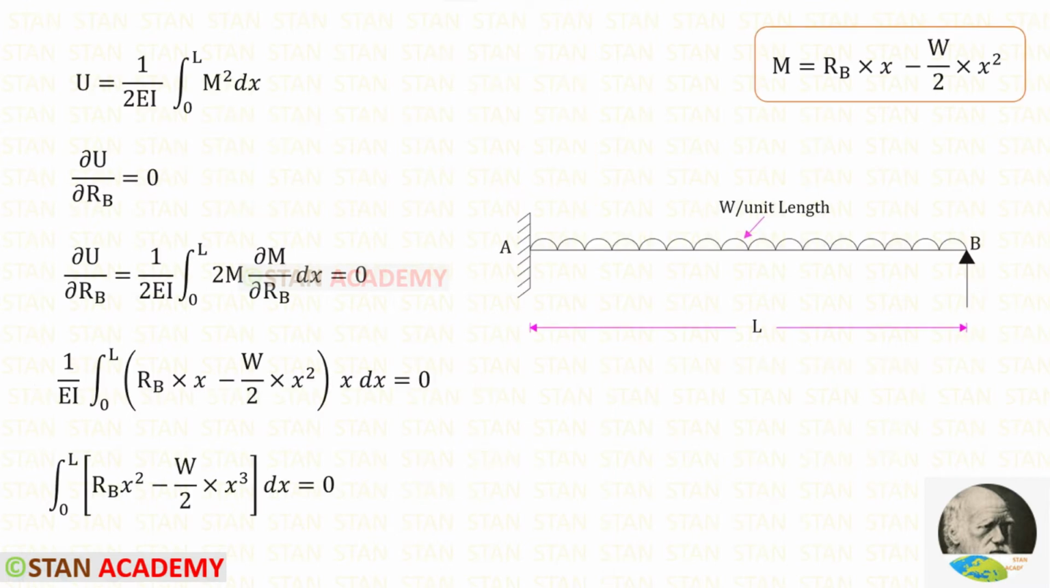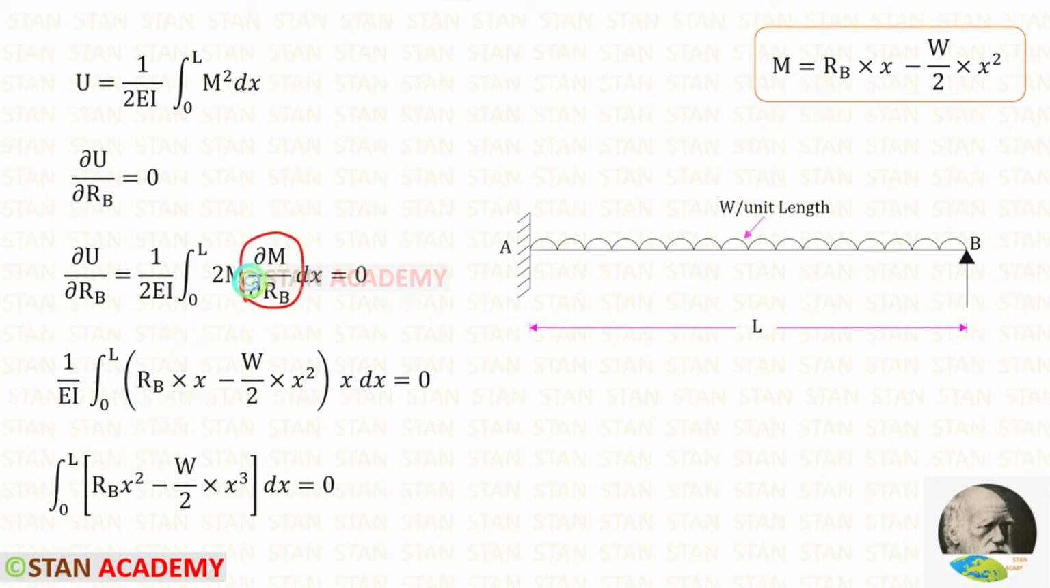Now let us use Castigliano's second theorem. In the point B, there is a vertical support, so the deflection in the point B will be 0. In this case, when we partially differentiate the strain energy U with respect to RB, we will get 0. Let us partially differentiate U with respect to RB. When we differentiate M square, we will get 2M. Inside M, we have RB. So we have to again partially differentiate M with respect to RB. Let us eliminate 2. Let us apply the value of M.